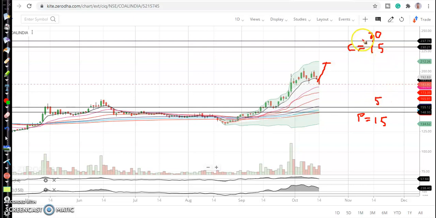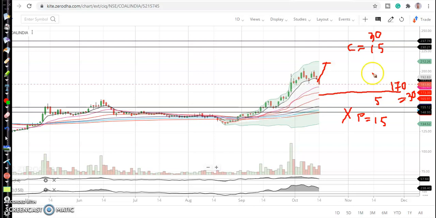So when call delta becomes 30, we will close our put side. We will book our profit, and we will reopen somewhere here at a strike price. Let's say now the put side 170 strike price, delta is 30. So we'll reopen this strike price, which is a 30 delta put.